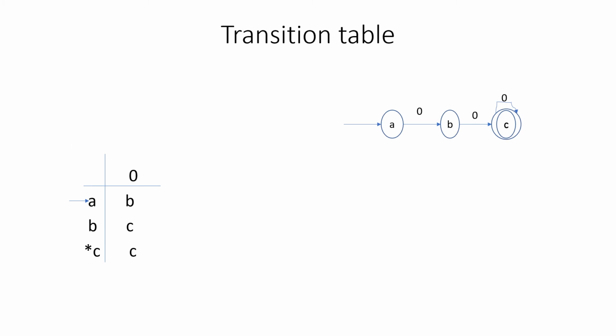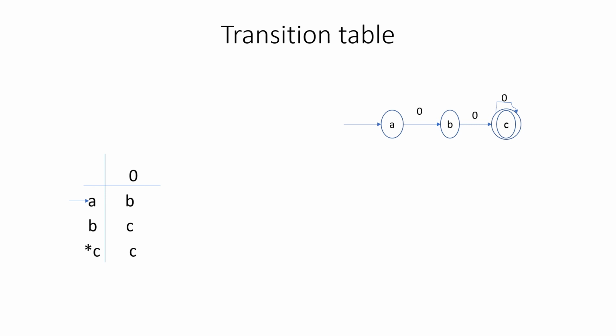In the transition table representation, we construct a table. The number of columns in the table is equivalent to the number of input symbols present in the automaton. In the example that we have taken, there is only one input symbol, say 0, so this table consists of only one column. The number of rows in the table is equivalent to the number of states present in the automaton. Here in our example, we have three states, namely A, B and C. Hence we have three rows.